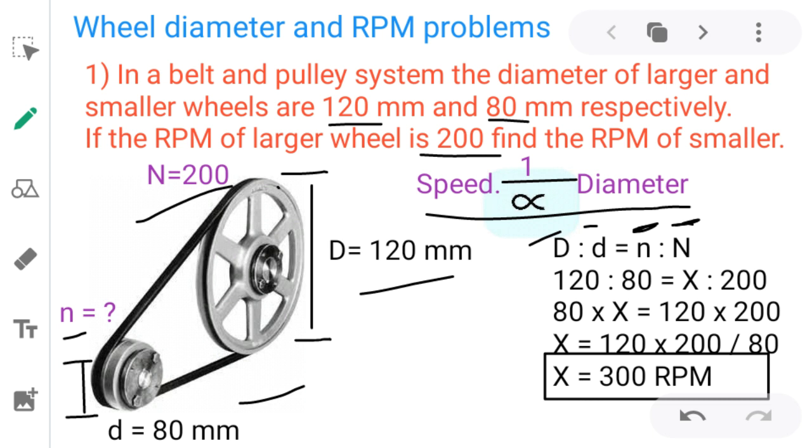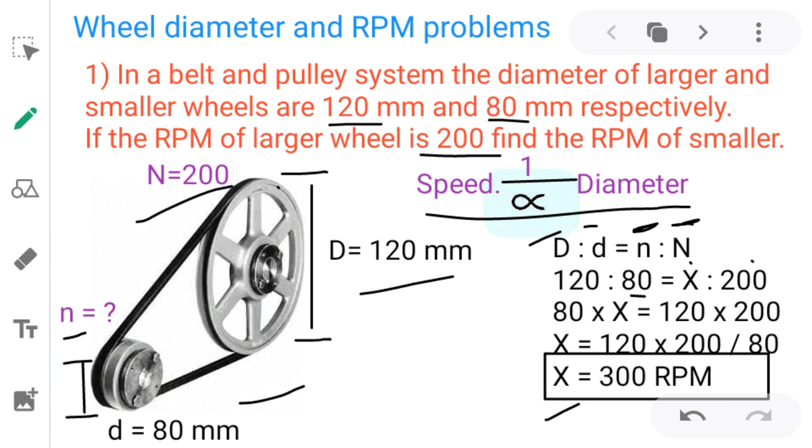So capital D given is 120, small d given is 80 mm, and the smaller wheel RPM is unknown, you can take it as X, and the larger RPM is 200. So just multiply 80 with X, 80 into X, keep it in the left side because X is the unknown one, equals 120 into 200 in the right hand side. So X becomes 120 into 200. By simple calculation we get the RPM of smaller wheel, that is X, 300 RPM.